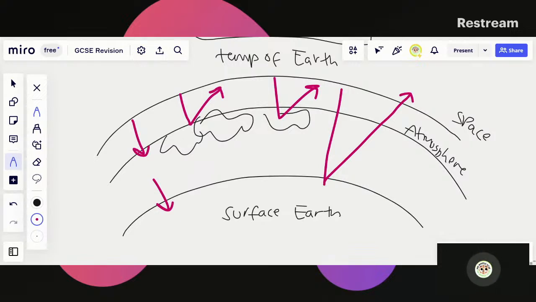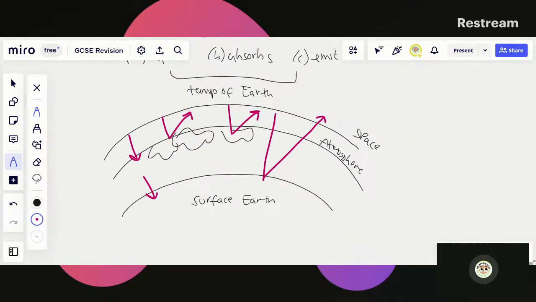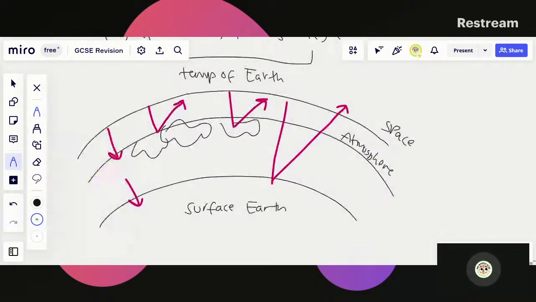Now, we also know that radiation is emitted into space. That doesn't have to necessarily come from the sun. So some radiation is just emitted from the atmosphere, radiation is emitted from the surface, radiation is emitted from the clouds.